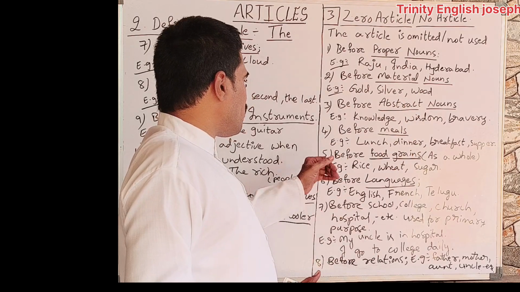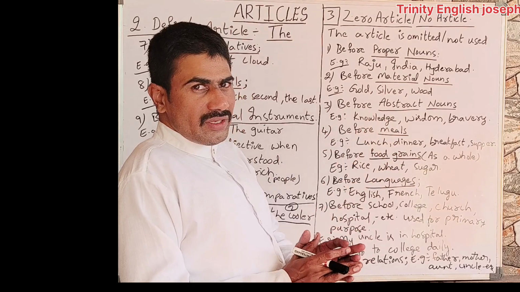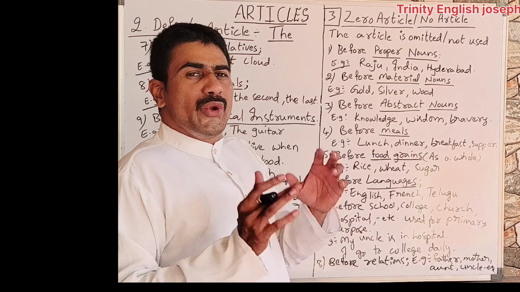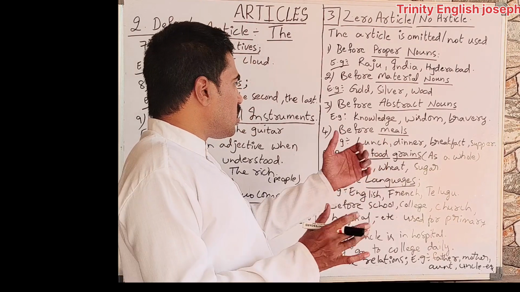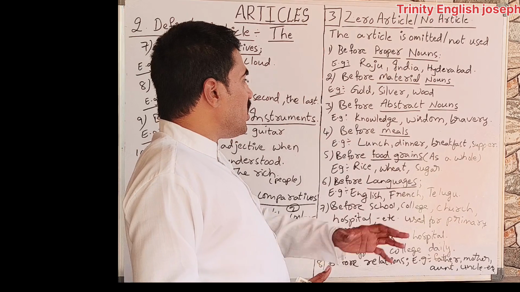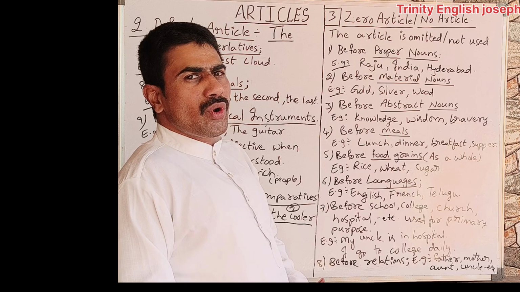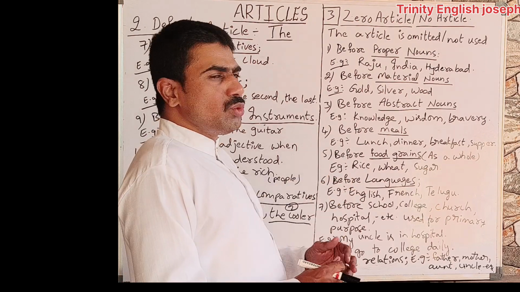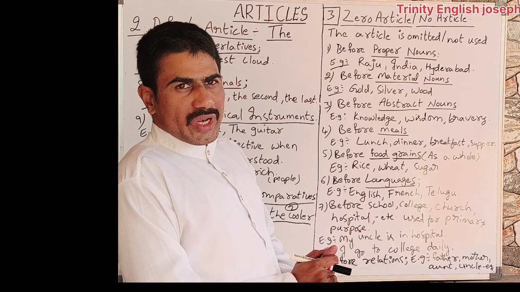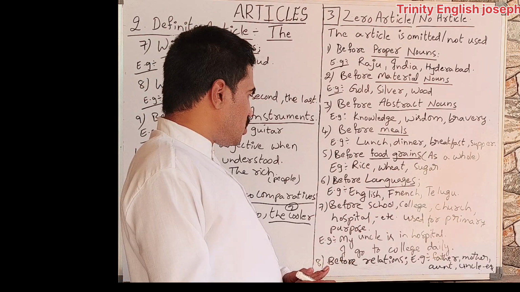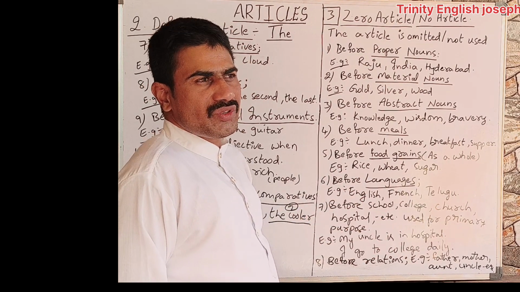And the fifth one is before food grains. When we take the food grains as a whole, we would be using no article. So here rice, wheat, sugar, all these are the food grains and materials. And the sixth one is before languages. When we just want to speak about different language names, then we don't use any article, like English, French, Telugu and other language names.